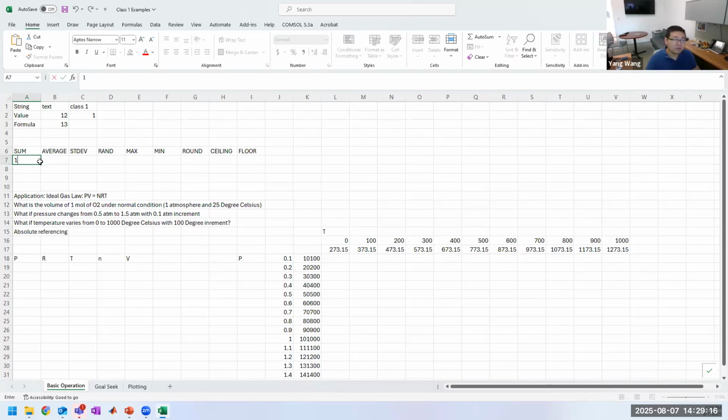So for example, sum is a summation. If you have a range of values, let's say 1, 2, 3, and you want to find the summation, you will do sum and then select these cells. Okay, so that would be 6.